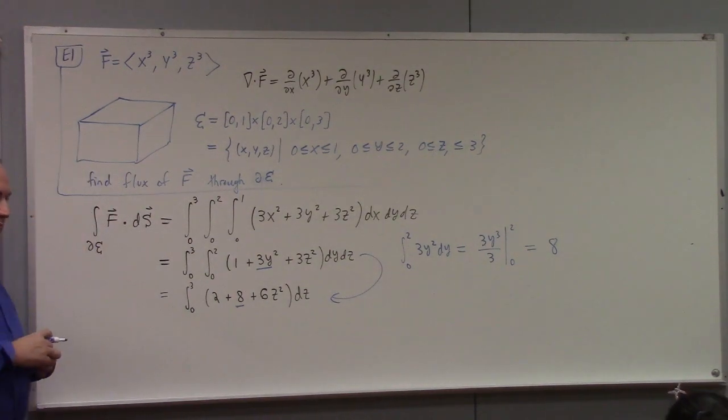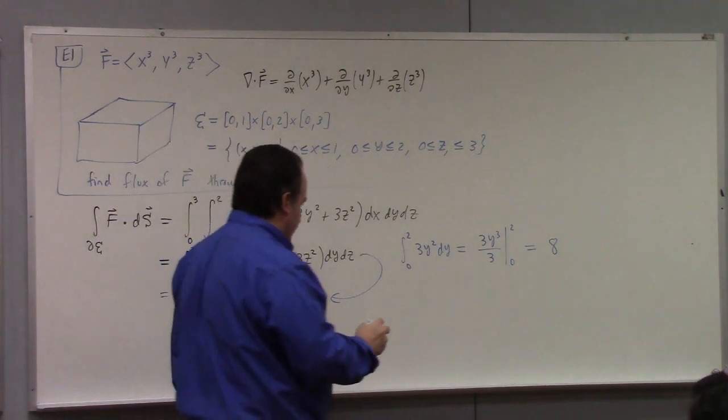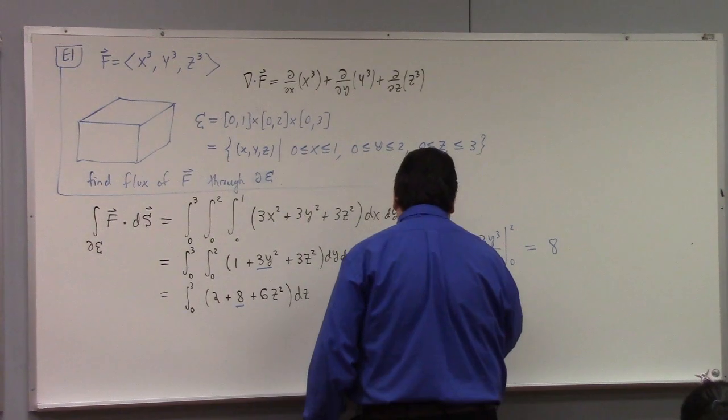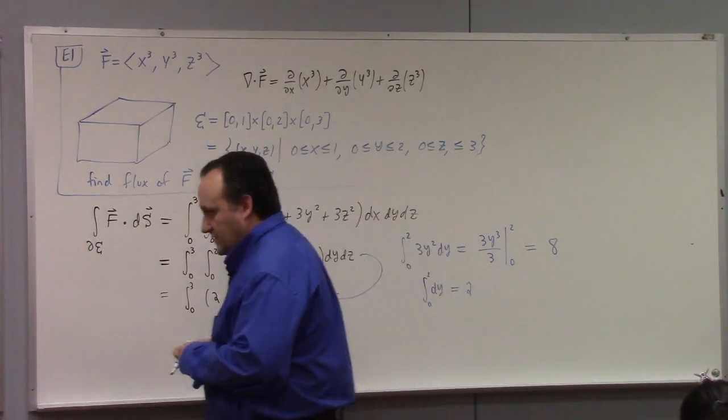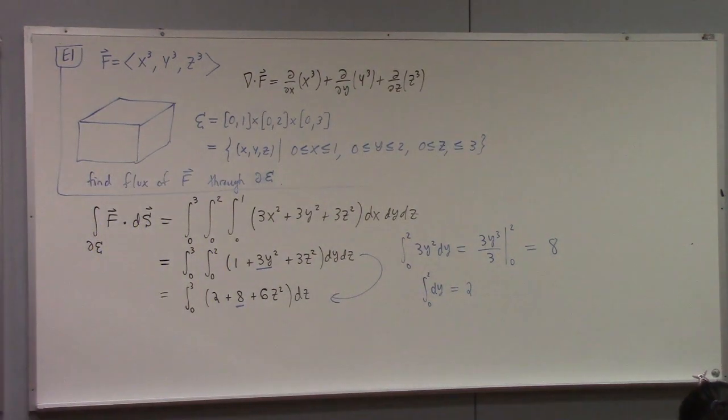The other two, it's more boring. It's just because the integral of dy from 0 to 2 is 2. So since the 2 and the 6z squared aren't interacting meaningfully with the integration over y, we just end up multiplying by the length of the integration.